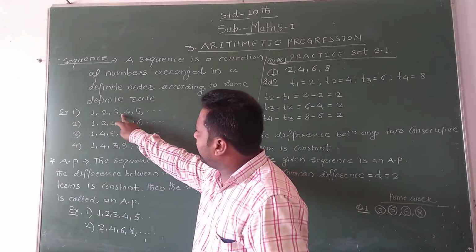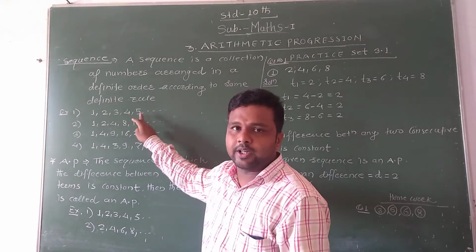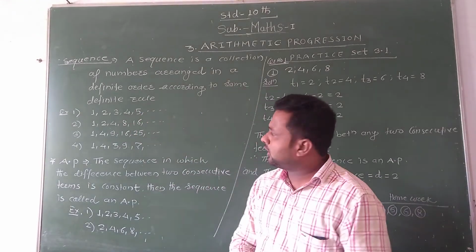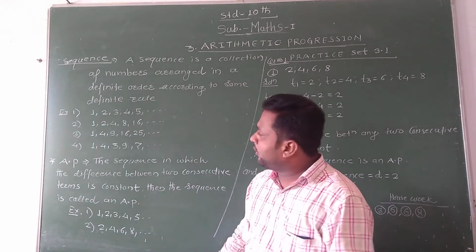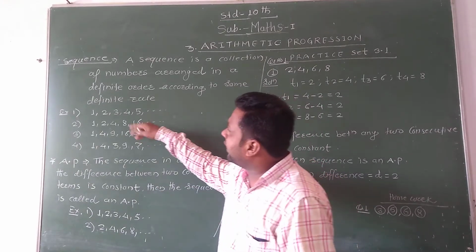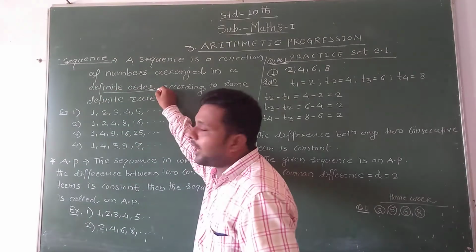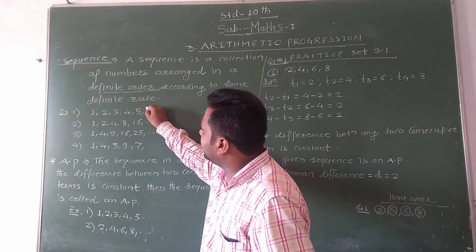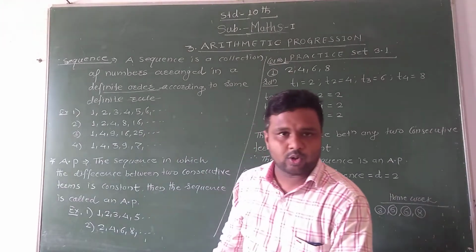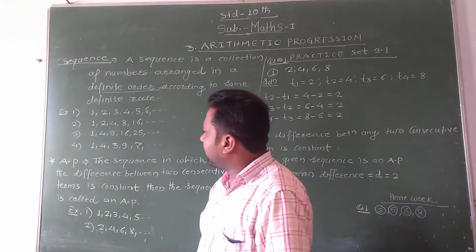Now 1, 2, 3, 4, 5, a set of numbers, is given. If I ask the question, what is the next number after 5, your answer is 6, because this set of numbers is according to a definite order and a definite rule. Therefore we can easily tell the answer is 6. Okay, now let us see the second example.